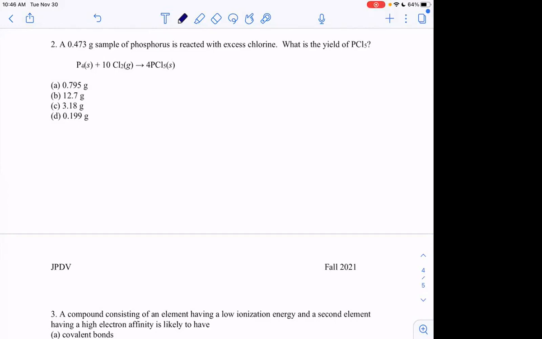All right, I've got the molar masses of all these written down. So all we have to do is say mass of A to moles of A, moles of A to moles of B, moles of B to mass of B, since all the answers are in grams. So what do we got? We have 0.473 grams of P4.